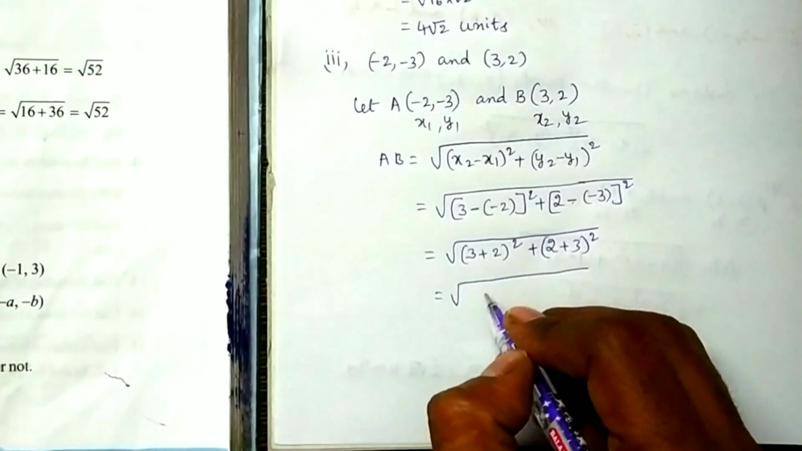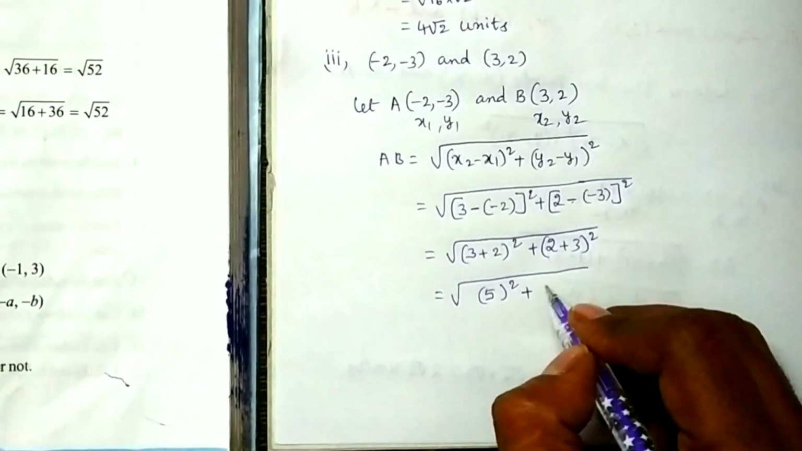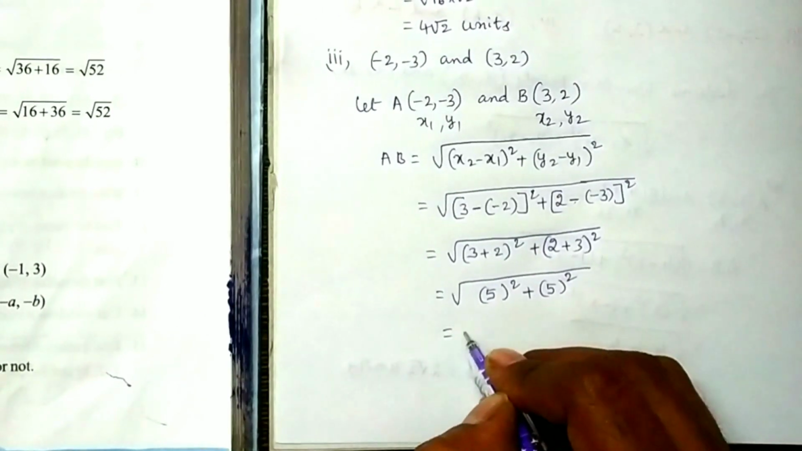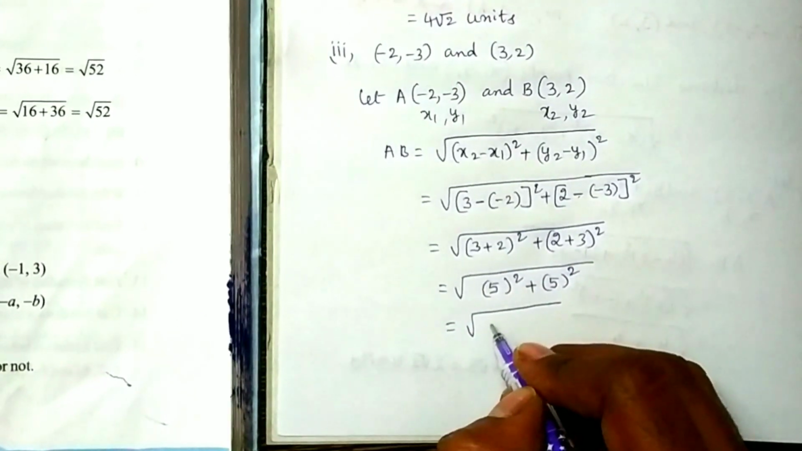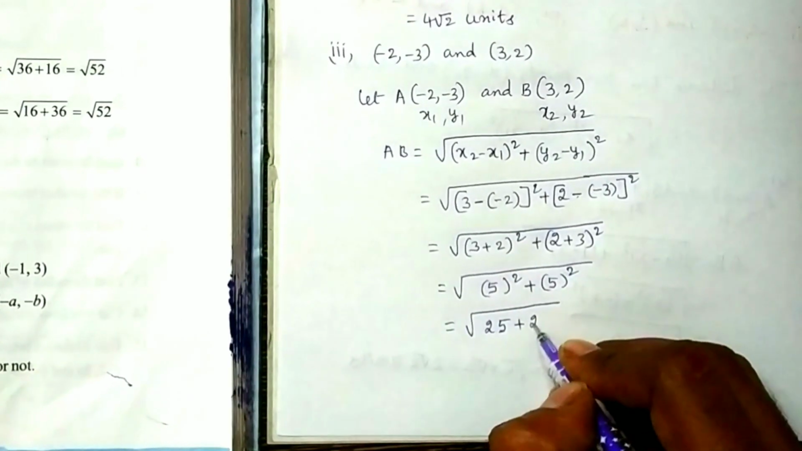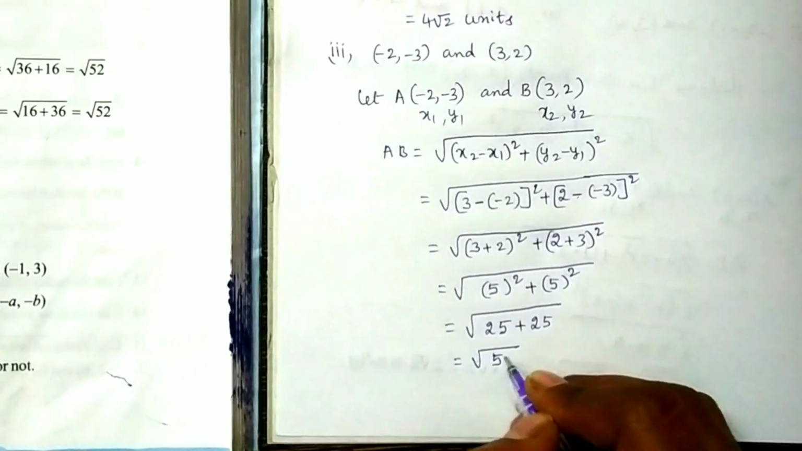3 plus 2, that is 5 whole square, plus 2 plus 3, that is also 5 whole square. 5 square, 5 5s are 25. 5 square means 25. So this is root 50.